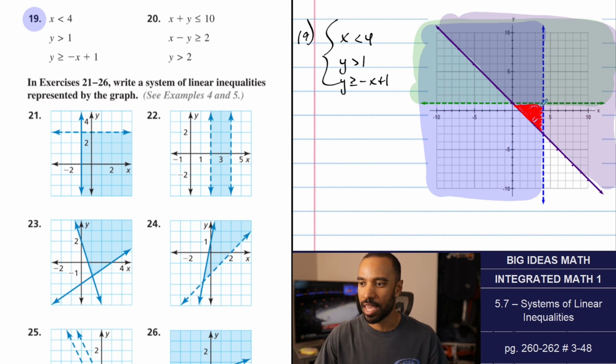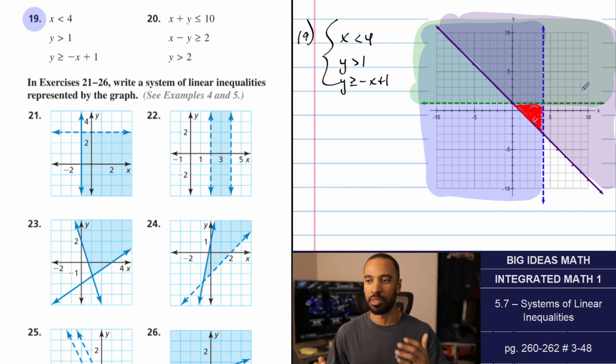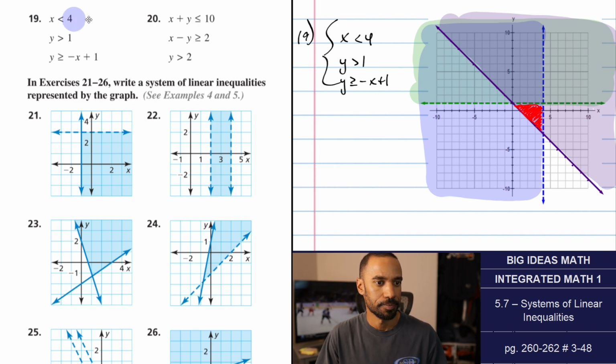It's tougher on my end. I'm sure with pencil it'd be easier on your end, but that's the overlapping shaded region of those 3. Now it's not anything on the dashed lines here, but on the solid line, yes. Last one, number 20.